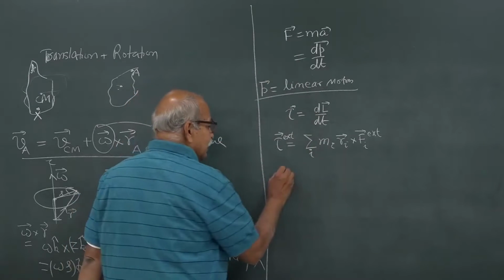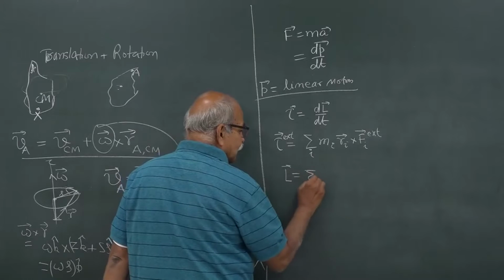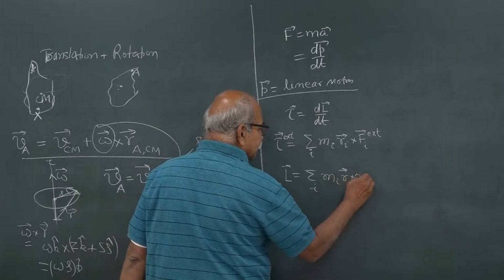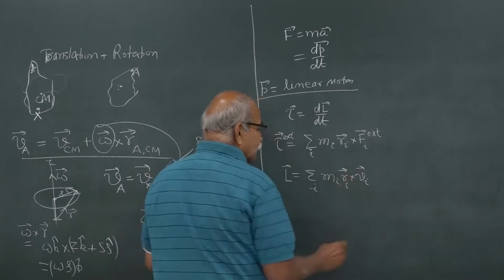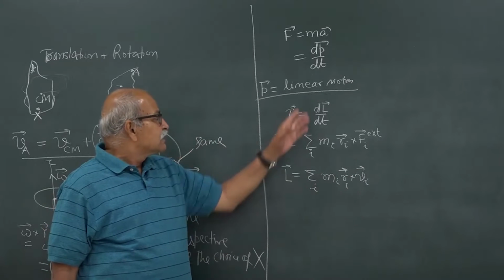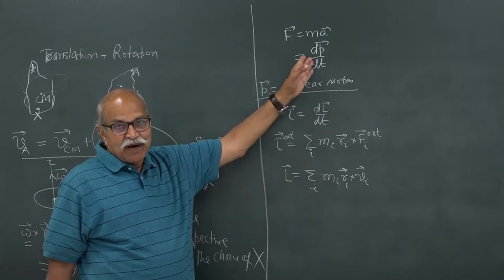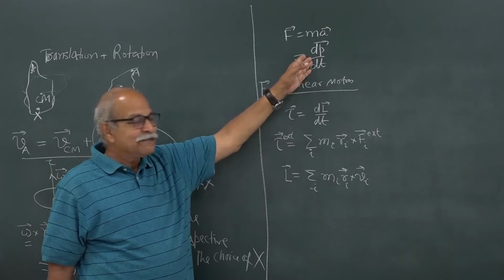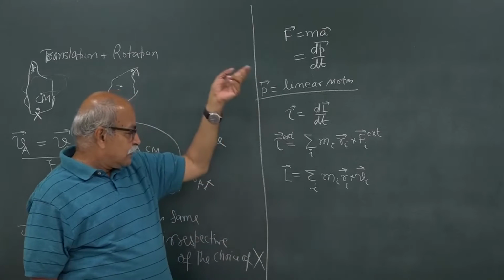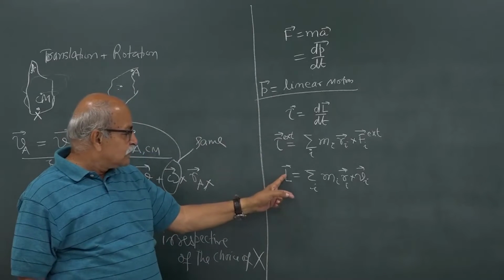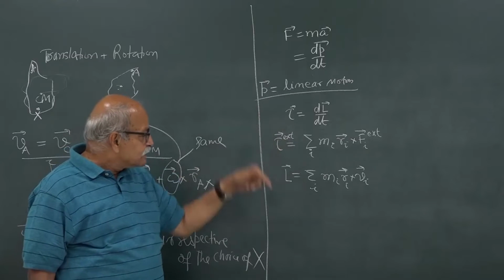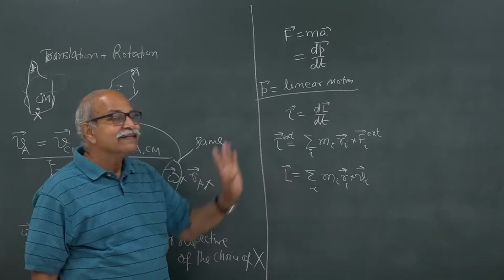The angular momentum L is summation over i of mi ri cross vi, or ri cross pi. This also depends on the choice of the origin. That is not the case here. Linear momentum of a particle does not depend on the choice of the origin, but angular momentum does. So, be very careful. The angular momentum has to be calculated about that point, and the torque has to be calculated about that same point, and then torque is dL/dt.